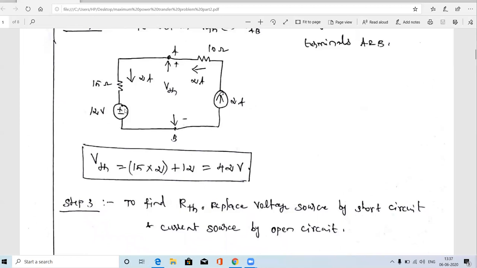Then this is plus to minus, and plus to minus means voltage drop only, so we have to add like this. So the answer is 15 into 2 plus 12, which is 42 volts. So the Thevenin's voltage value we calculated is 42 volts. Okay, so this is the thing.